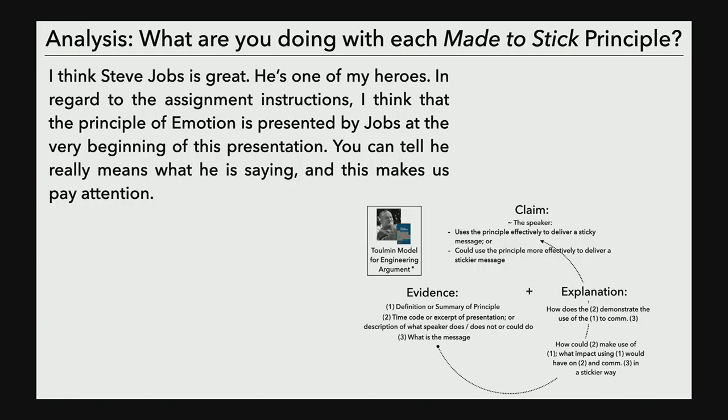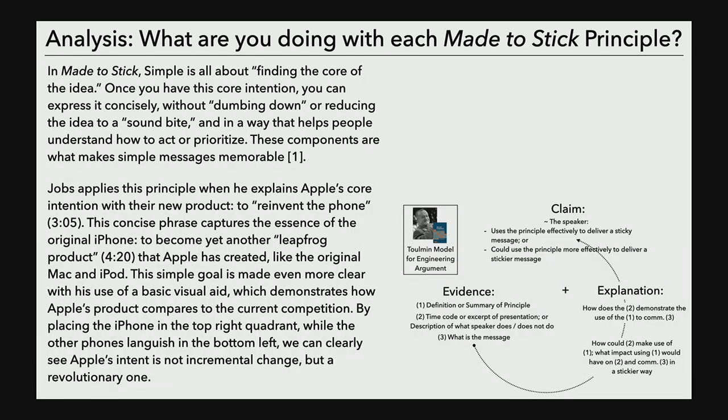I think you can probably see very quickly this is not a very effective argument for the use of emotion in the Jobs talk. There's barely a claim here. There's, I think that the principle of emotion is presented by Jobs at the very beginning of his presentation. There's not a lot of evidence, okay? There's kind of the reference to the beginning of the presentation. And certainly there isn't a lot of explanation going on here. So there's a bit of a claim, there's not a lot of evidence or explanation in this case, okay? Now if we move to another example, we can start to map out what this might look like in a slightly better example, okay? So I'll give you about 20 seconds to read through this since it's a little bit more involved.